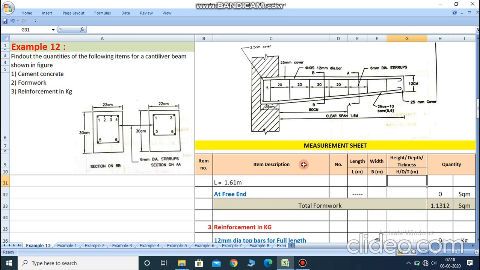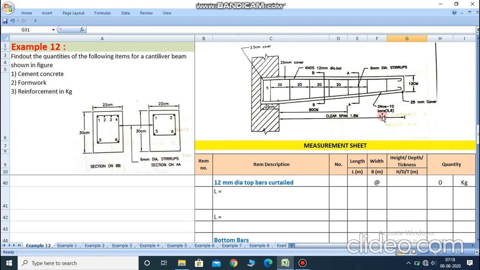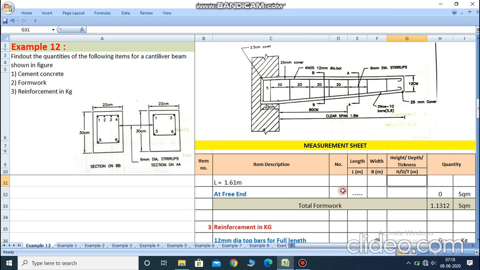Now at the free end, on this side only a single plank is provided. So here single 1, then the width of the formwork we got from the cross section part, 22 centimeters, and height is 30 centimeters. So here 0.22 and 0.30. So the total answer is 0. Here 0.12, because at the free end side it is 12 centimeters.